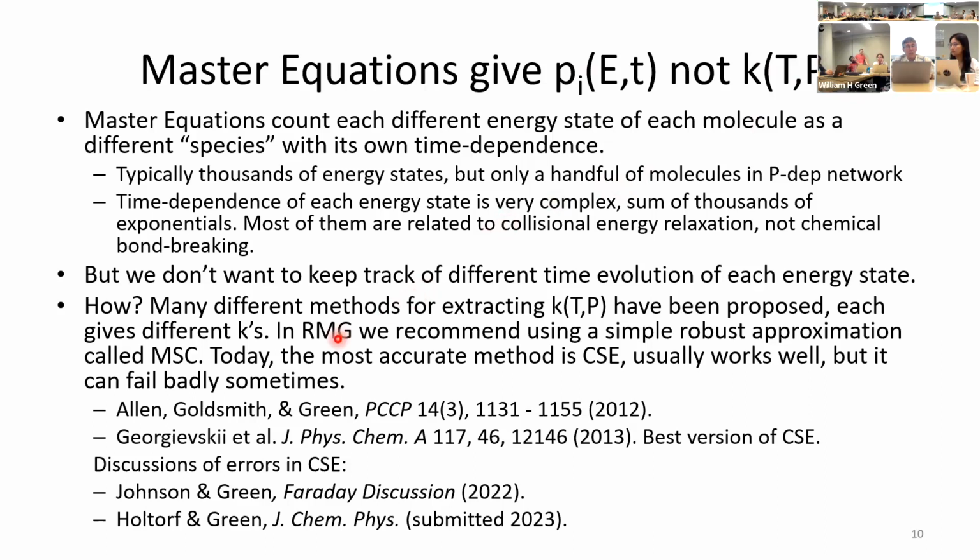And there are a lot of ways to do this, and there's a whole complicated literature about it. Basically, in RMG, we recommend you use the most stupid way of doing it, which is called MSC, the Modified Strong Collision approximation. We recommend it because it's really robust. So you always get something that's not too crazy, but you never get the right answer because it's a pretty gross approximation, but it's usually within one order of magnitude of the real value. The accurate method is called CSE. However, usually it's good, but when it fails, it fails really badly.